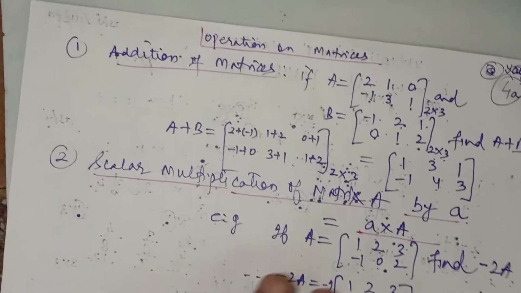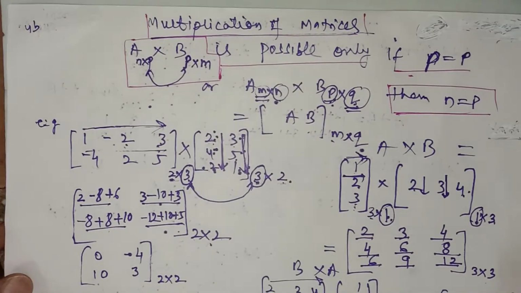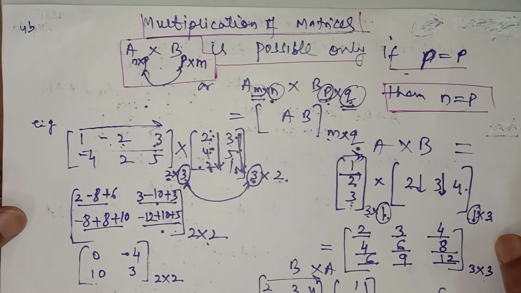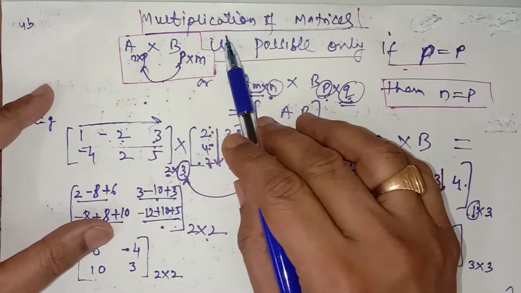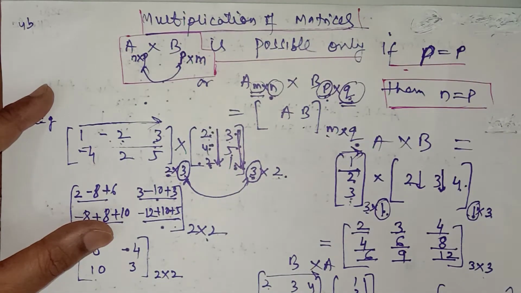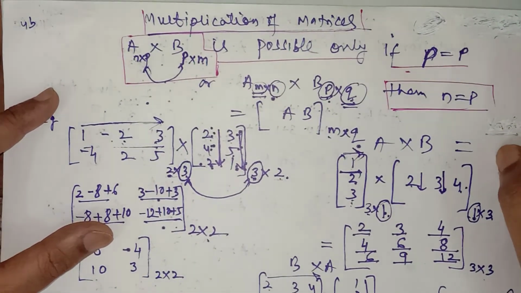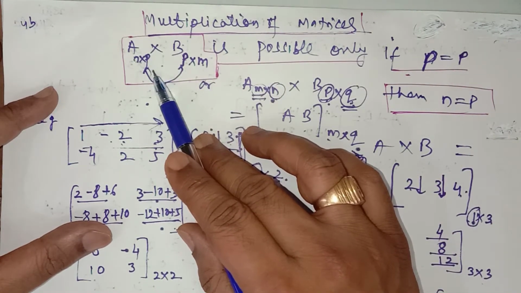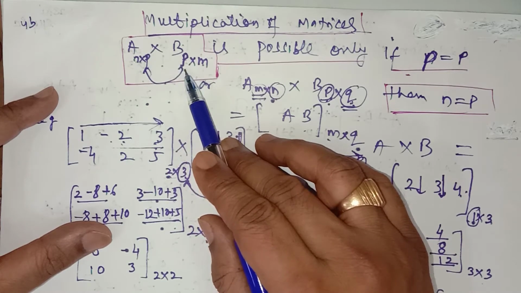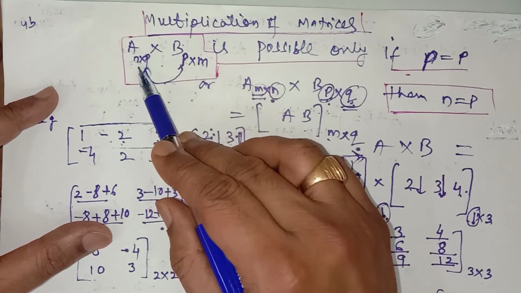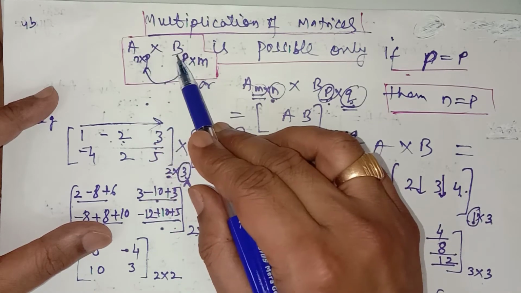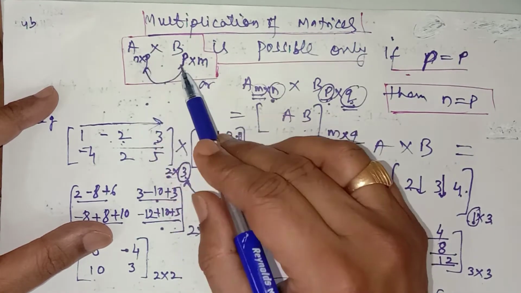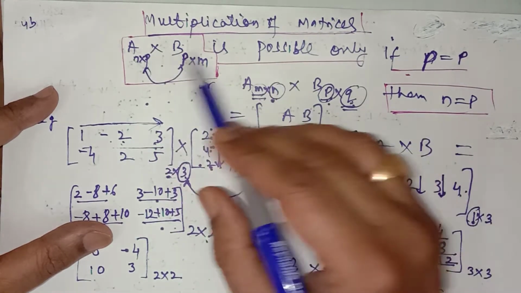Now after that we have an important topic, the multiplication of matrices. How can you multiply 2 matrices? The multiplication of matrices is not always possible. It is only possible when the number of columns of the first matrix is equal to the number of rows of the second matrix. Suppose we have a matrix A of order n by p and a matrix B of order p by m. Then they can be multiplied because the number of columns of the first must be equal to the number of rows of the second. Possible only if this is equal to this.